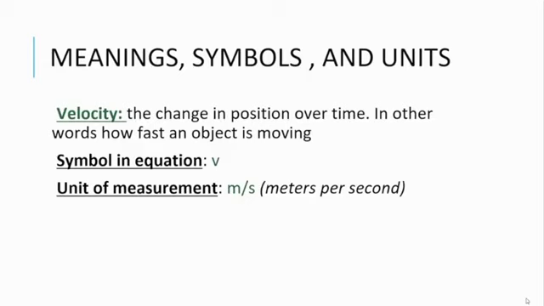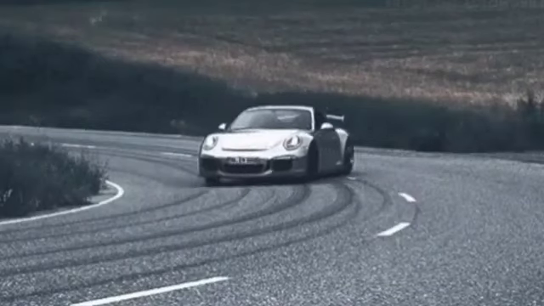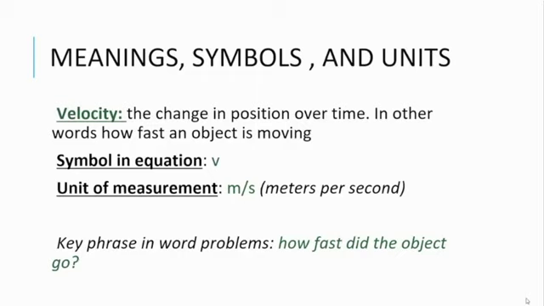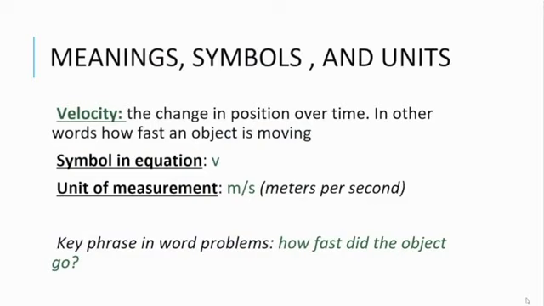When we say the change in something, we're really referring to the slope of something. Our key word or phrase is how fast did that object go? For example, if I asked, how fast was that car traveling? I'm asking you to tell me its velocity. Another example would be, how fast did Mr. Weiss serve that tennis ball? I'm asking you to tell me its velocity. We all know that you can't calculate it because it's just that fast, but if hypothetically we were able to, we would know that I'm just asking you to find out the velocity.